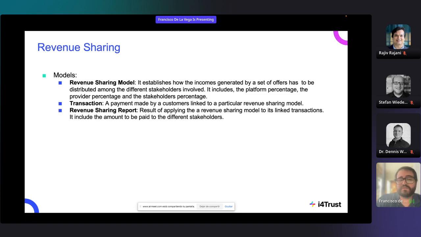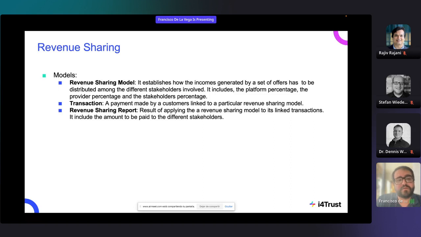You bind these revenue sharing models to the different offers, and every time an offer is bought, what is going to be loaded in the system is a transaction. A transaction is a payment that has been made by the different customers, which is linked to a specific revenue sharing model. Each transaction is linked to a particular revenue sharing model. So we have the revenue sharing models and we have the transactions.